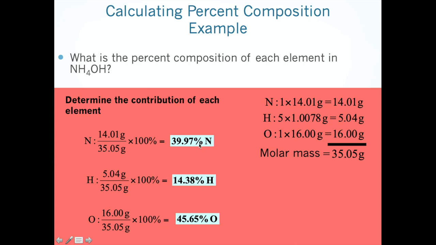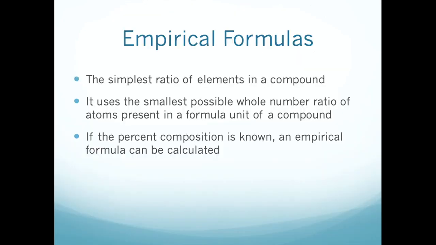Okay, I could figure out that I had ammonium hydroxide because my mass spectrometer gave me these percentages. Now, how do we do that? How would I go backwards in this problem, going from percent composition into a formula? That's a useful technique to learn. So in order to understand that, I'm first going to tell you about empirical formulas.